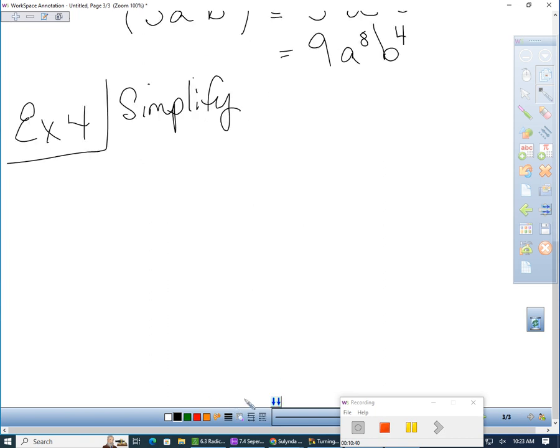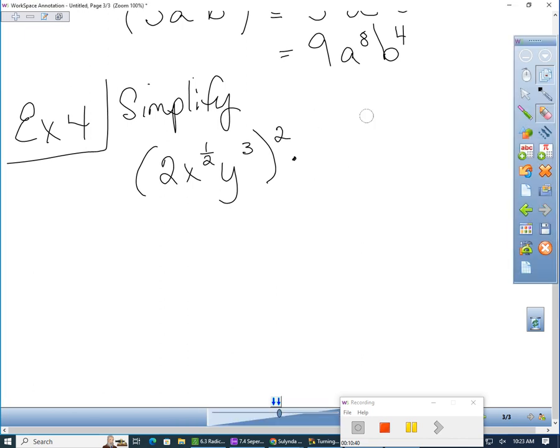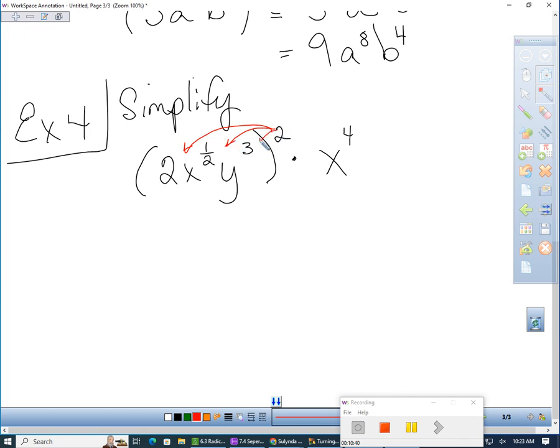All right, so we're going to simplify. How about we have 2, x to the 1/2, y to the 3rd, all raised to the 2nd, times x to the 4th. Okay, so first we have to start with the exponent raised to an exponent. So this exponent on the outside goes to the 2, it goes to the x to the 1/2, and it goes to y to the 3rd.